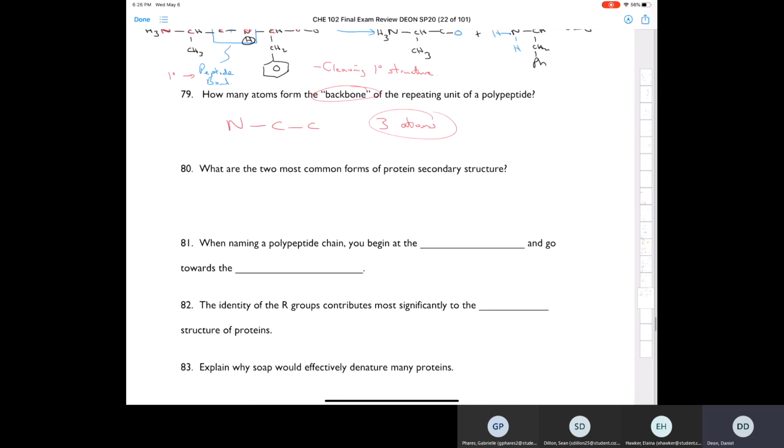I'll let you guys answer this one. Who could tell me what that would be? The 2 most common. Even if you can only come up with 1, that's totally fine. Oh, I just got a message from Will. I don't know if you guys saw that. Yeah, does anybody have an idea what the 2 most common forms of protein secondary structure are? Isn't it alpha, beta helixes? You're both right.